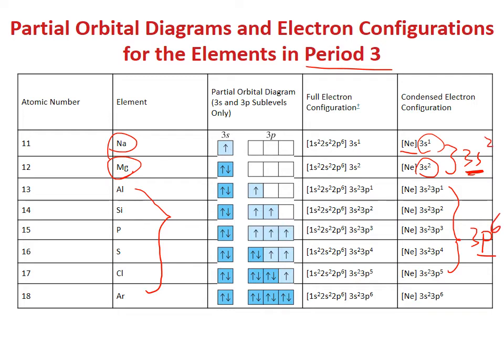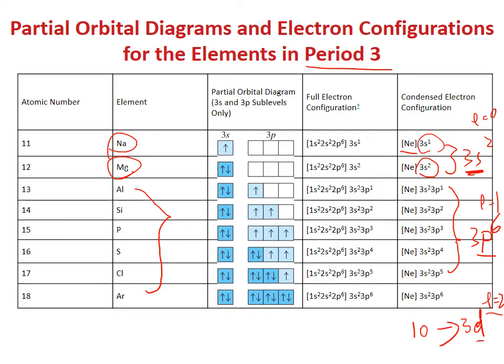Now when n equals 3, l can be 2. So this is l equals 0 for s orbital, l equals 1, l equals 2 when n equals 3. And l equals 2, that's d orbital. So for the third shell, we have d orbital. And for d orbital, there are 5 orientations. So that means 5 orbitals. 5 orbitals can hold 10 electrons.